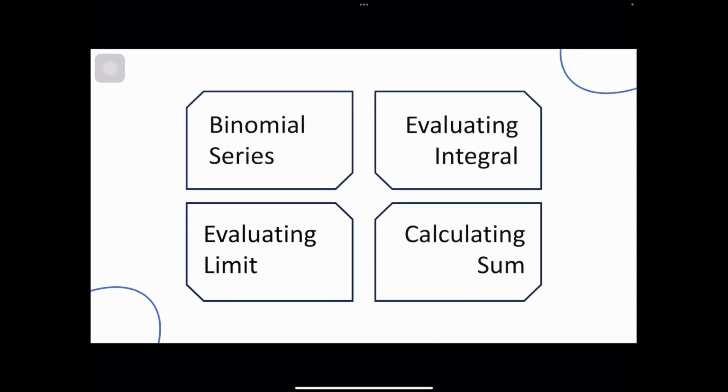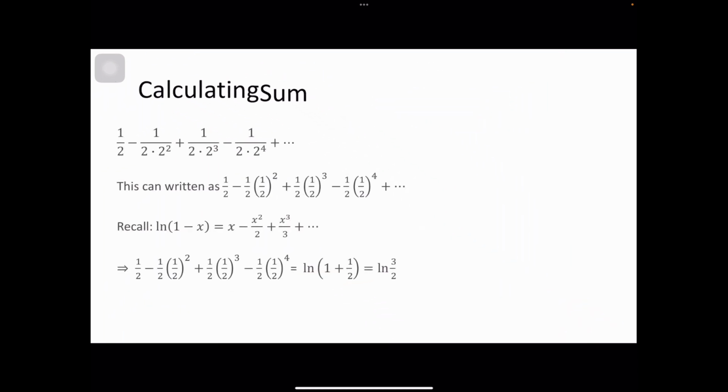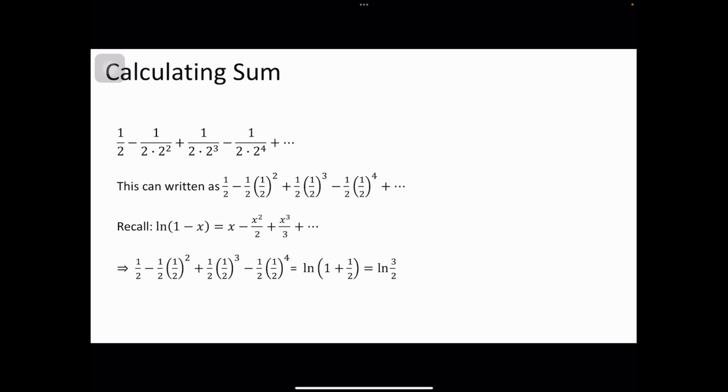Now that's all for the evaluating limit. Now let's go to calculating the sum. So let's say we are given a series like this, and it wants us to calculate the sum. We know that the series will be 1 over 2 minus 1 over 2 squared, and the thing would continue to cubed, to fourth. So we know that it's going to be starting with 1 over 2. So we can write it as 1 over 2 here, 1 over 2 minus 1 over 2 squared. And this we can just put as a square, because 2 is a square and 1 can be any power that it wants.